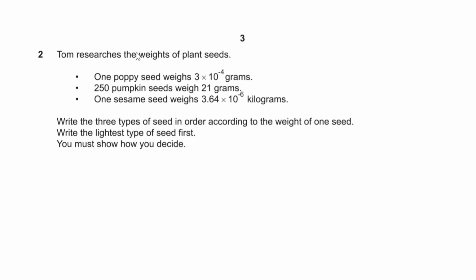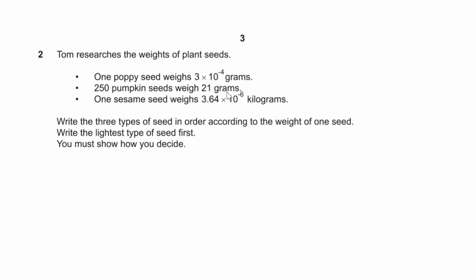Question number 2. Tom researches the weight of plant seeds. One poppy seed weighs 3 times 10 to the minus 4 grams. 250 pumpkin seeds weigh 21 grams. And one sesame seed weighs 3.64 times 10 to the minus 6 kilograms. We have to write the three types of seed in order according to the weight of one seed. Write the lightest type of seed first. You must show how you decide.